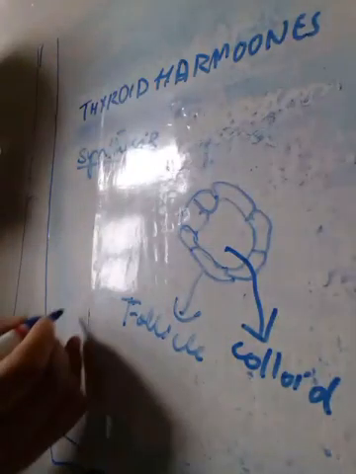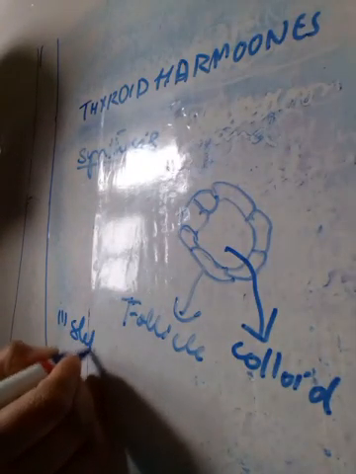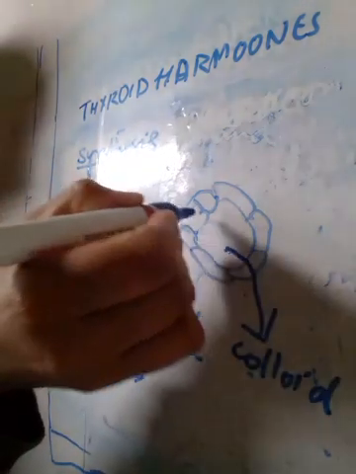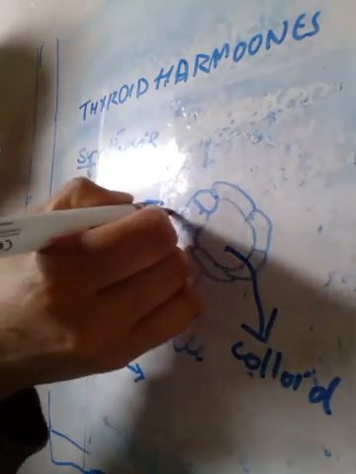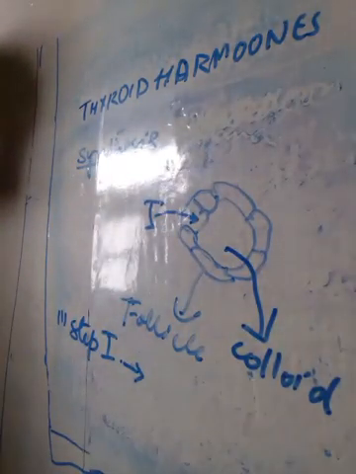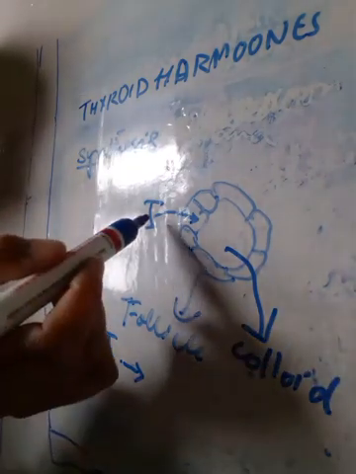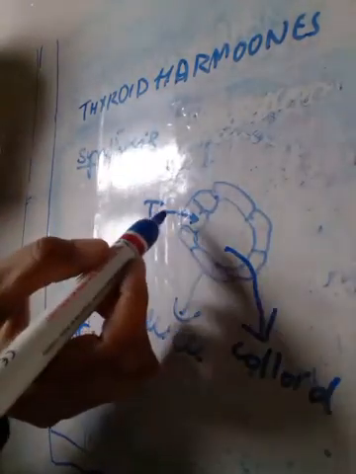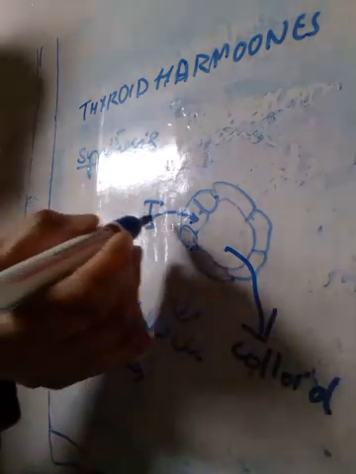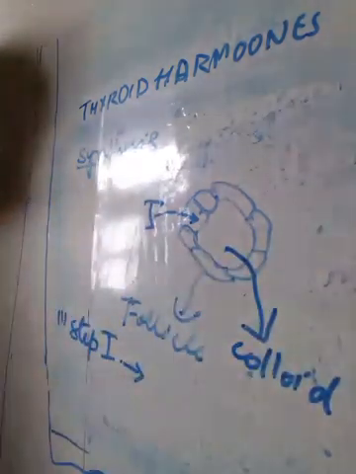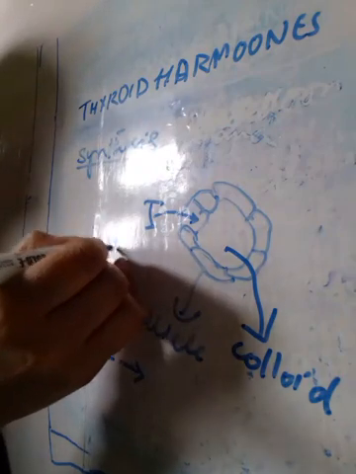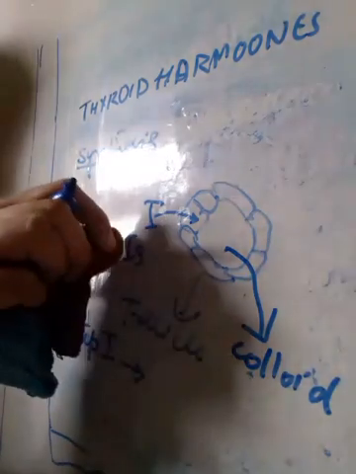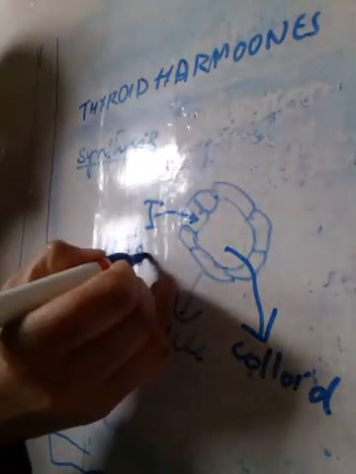Synthesis takes place in 4 steps. Step first involves trapping of iodine from plasma into these cells. Trapping of iodine means the iodine which remains circulating in the plasma fluid gets trapped into the follicular cells. This is performed by means of a transporter known as sodium iodide symporter, NIS.